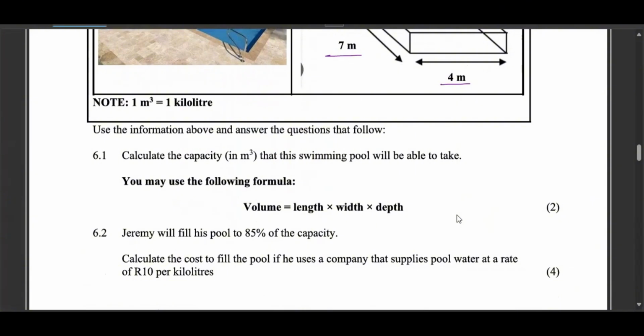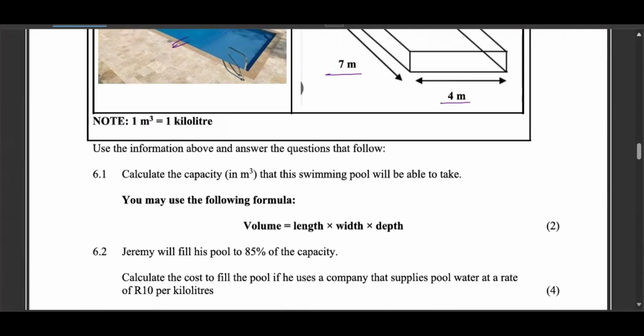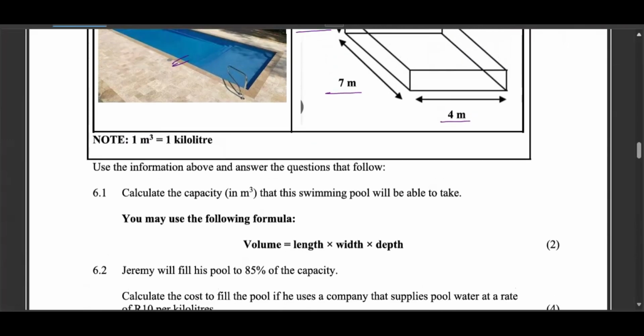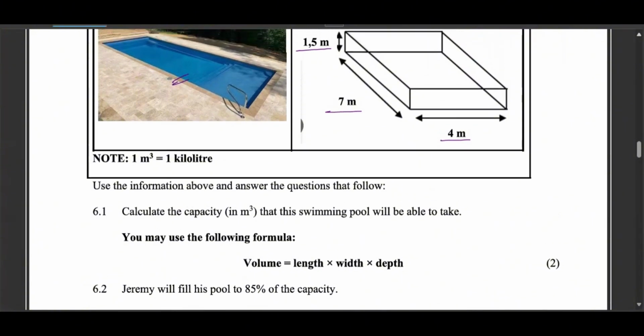They have already given the formula. As you look at it, don't just look at the formula. Find out, do you have whatever it takes to use the formula? Now, this formula wants us to have the length, the width, and the depth. So do you have your length? Put it there. Don't get scared. Times the width, which is 4. The depth is 1,5. And by doing this, you know you have 1 mark.